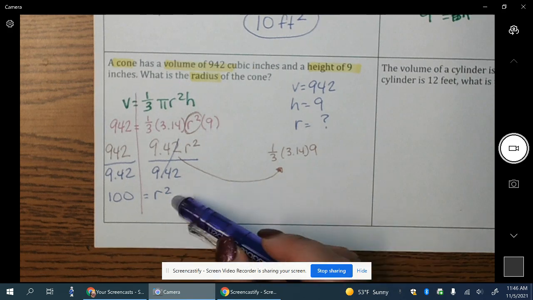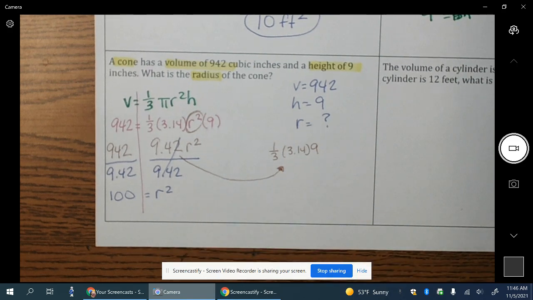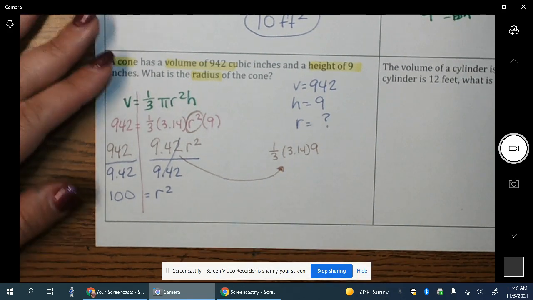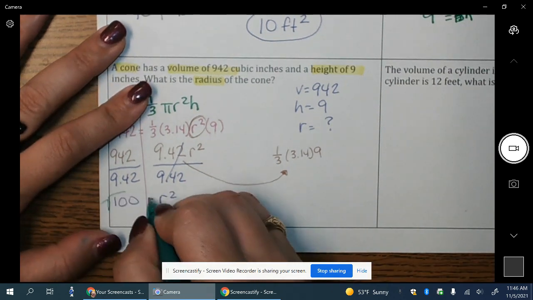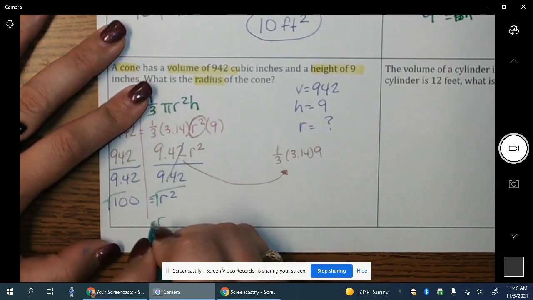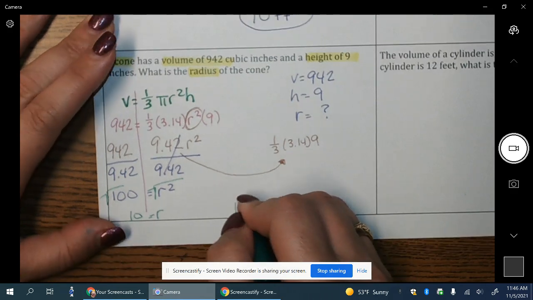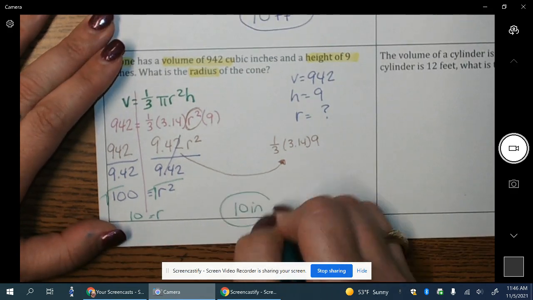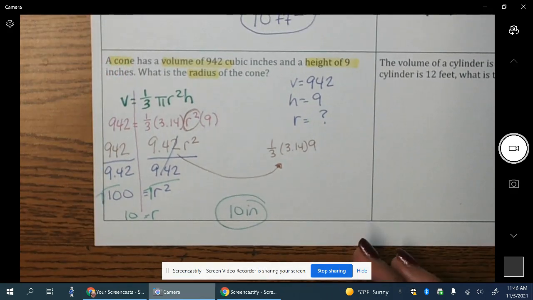Okay? Squared. What's the opposite of square? Square root. That's why I gave you the square root problem today. So R is 10. Okay, everybody okay with that last step? When you're looking for the radius, you're always going to take the square root because it says R squared. So just remember, squared and square root are opposite. Just like multiply and divide, just like add and subtract.